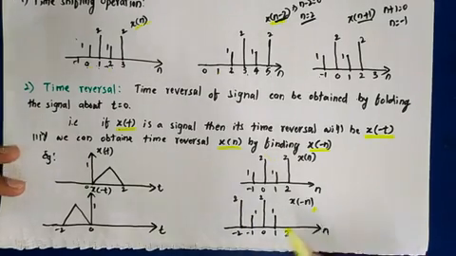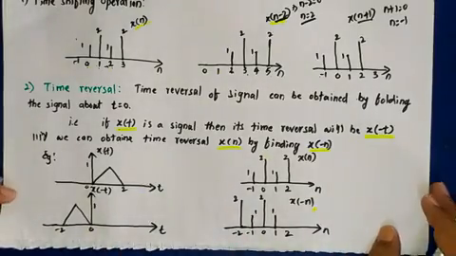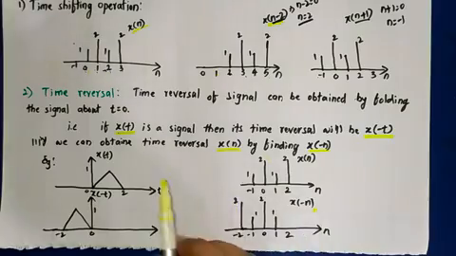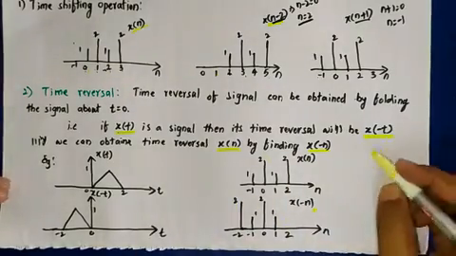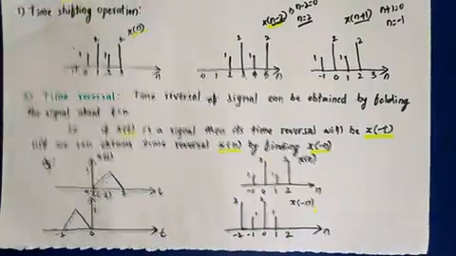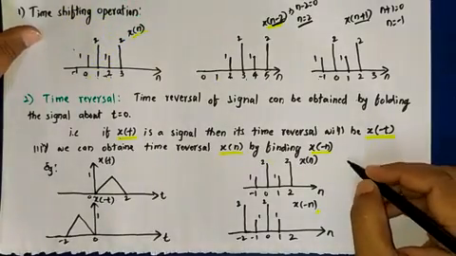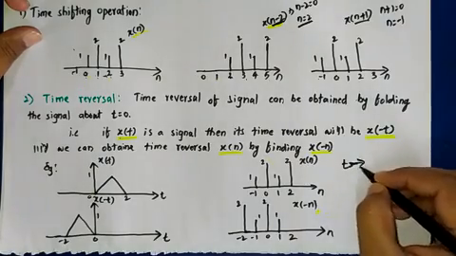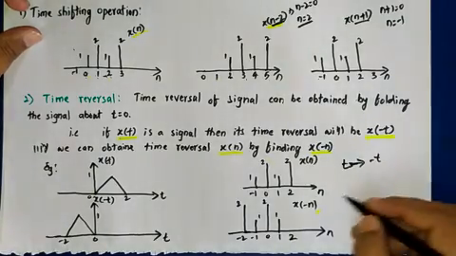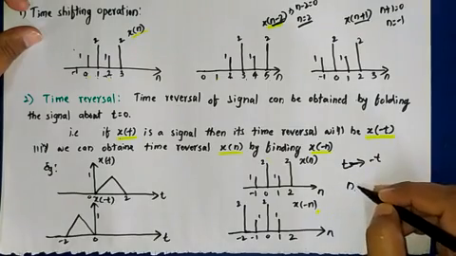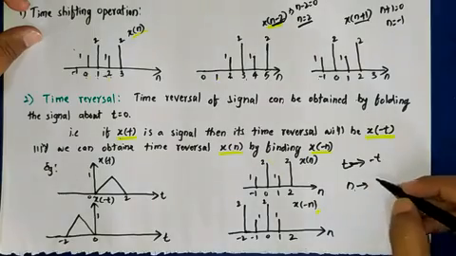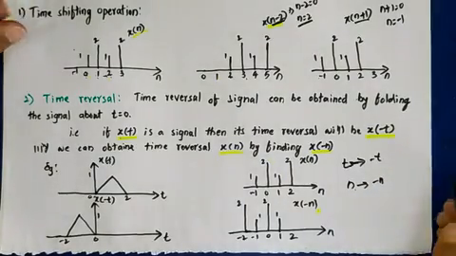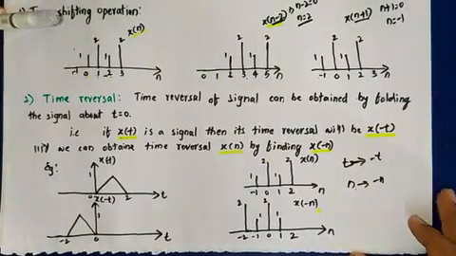So with respect to this time reversal operation, you have to understand this: whatever the values of t are there, change it to minus t to obtain the reversal, and similarly for whatever the values of n are there in the original signal, shift it to minus n. Okay, that's the time reversal operation.